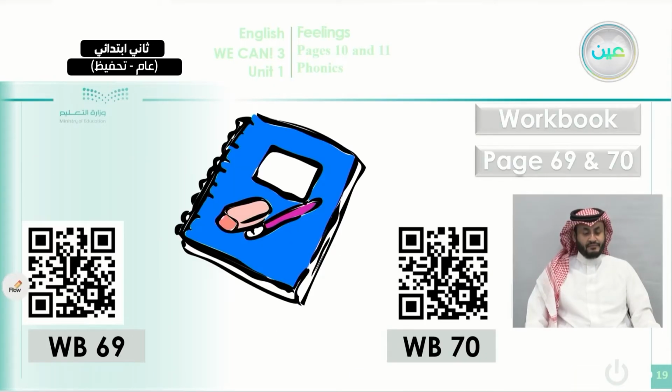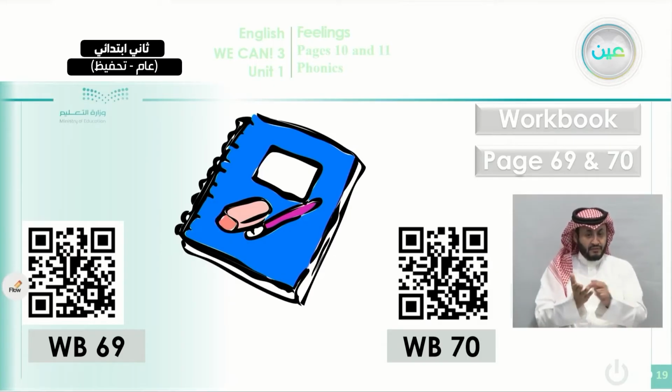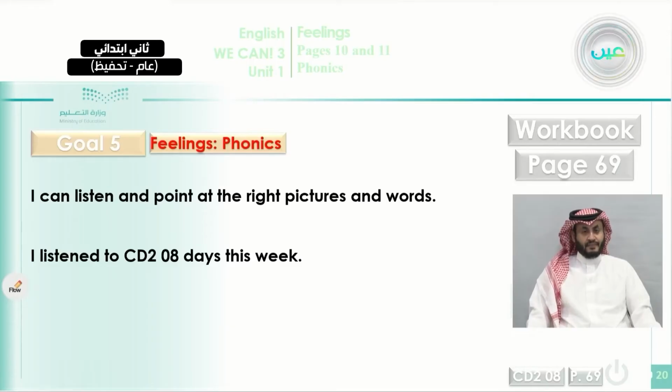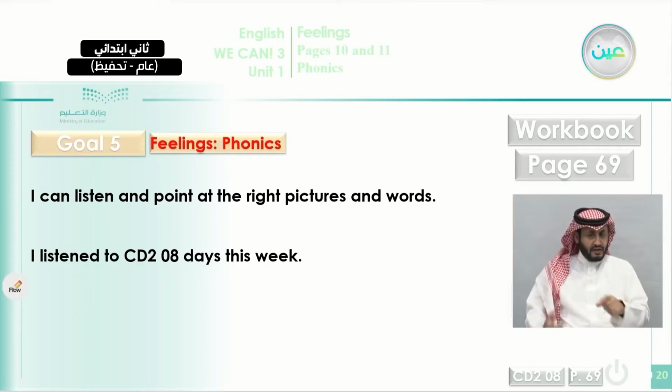Okay. Now we move to the workbook. We have 2 pages in the workbook, page 69 and page 70. You can also scan the QRs here. It will lead you to some materials like audio and some pictures from the book. In this section, the goals are that you need to listen and point to the right pictures and words, and also you need to be sure that you have listened to CD2 recording number 8. You have to do that because it will help you improve your speaking.